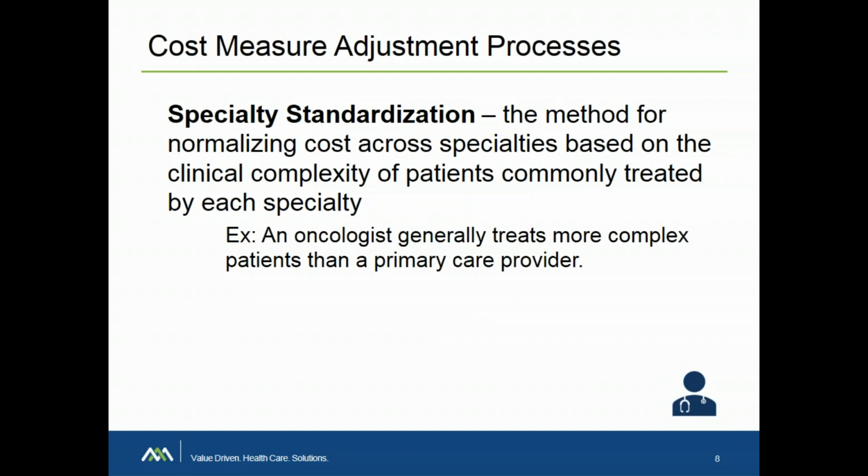Specialty standardization is the method for normalizing costs across specialties based on the clinical complexity of patients treated by that specialty. So for instance, an oncologist generally treats patients who are more complex than a primary care provider would.